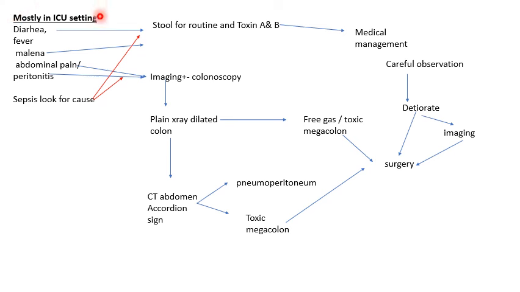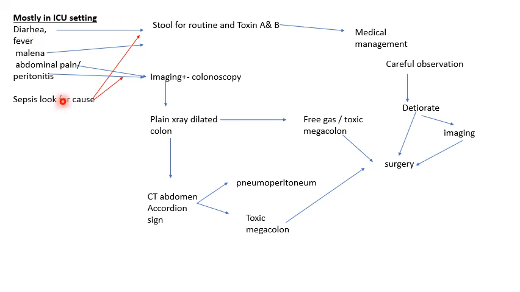Now, how do these patients present? Mostly in an ICU setting. They can have diarrhea, fever, melena, abdominal pain, features of peritonitis, or even features of sepsis. Simple. Now, this patient may be admitted with a head injury. He may be admitted for post-operative care, major cardiothoracic surgery. Or he may be admitted with a pneumonia, but he will be developing abdominal signs and symptoms. Let's keep it very simple.